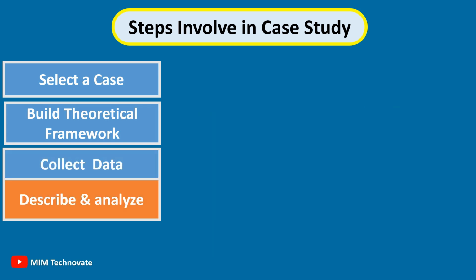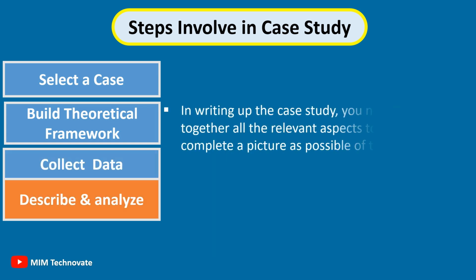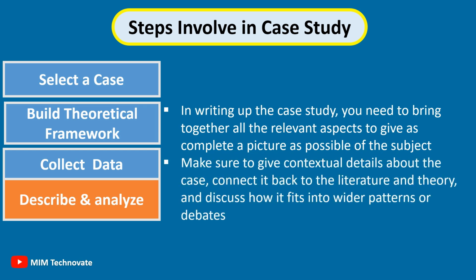Step 4. Describe and analyze. In writing up the case study, you need to bring together all the relevant aspects to give as complete a picture as possible of the subject. Make sure to give contextual details about the case, connect it back to the literature and theory, and discuss how it fits into wider patterns or debates.